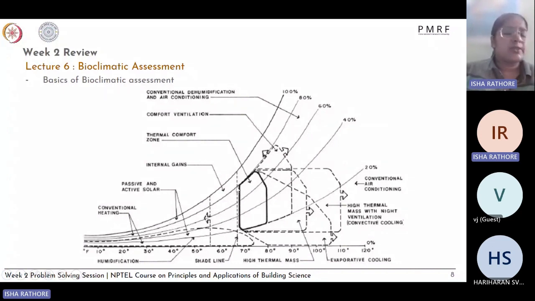And for your transitional months like April, March, and September, you will have comfortable data points here. You will have some data points for some of the months in this comfortable zone by default itself. But a lot of strategies would need to be implemented to achieve a larger amount of comfort throughout the year. So this was the basis of the bioclimatic assessment, using strategies to achieve thermal comfort. So this was what was discussed in lecture 6, which looked at bioclimatic assessment.